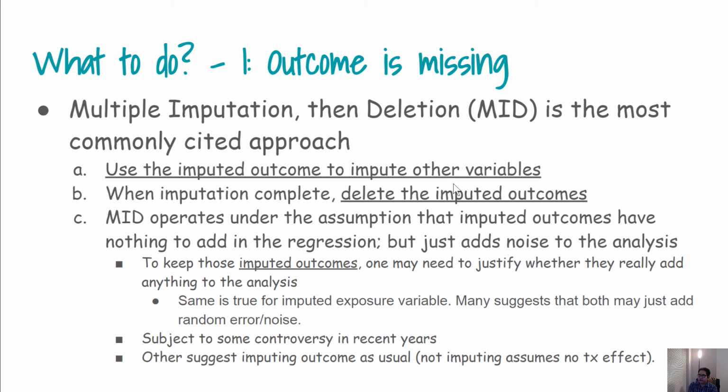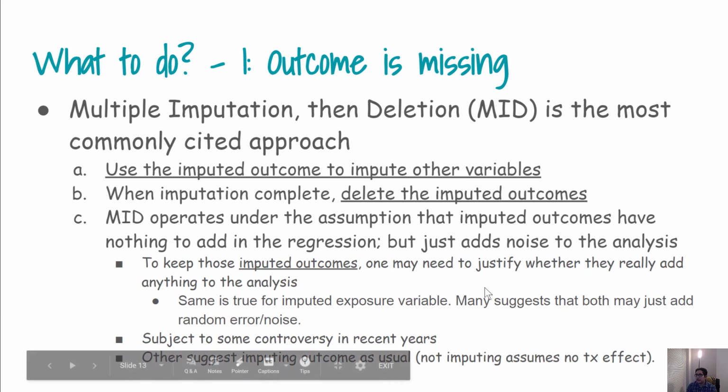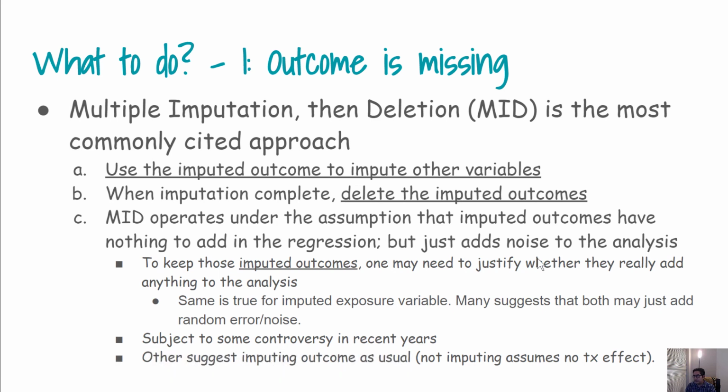If you are thinking of keeping those imputed outcome values in your analysis, then you need to justify why you think that is adding anything in your analysis. And obviously the MID approach is not foolproof. There has been some controversy in recent years.